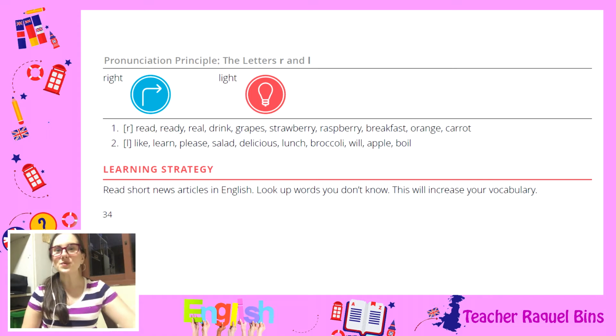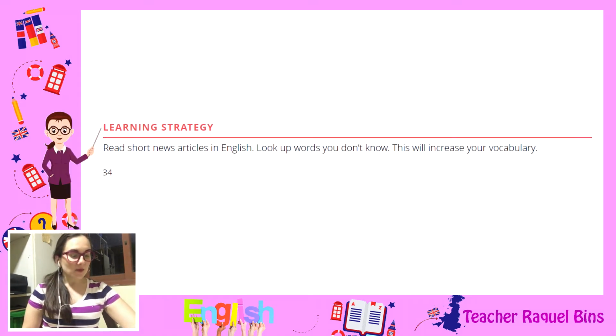Qual é o Learning Strategy da semana? Read short news articles in English. Então, leia short news, pequenas notícias, pequenos artigos de notícias in English. News são notícias em inglês. Look up words you don't know. Então, busque e encontre palavras que vocês não conhecem.